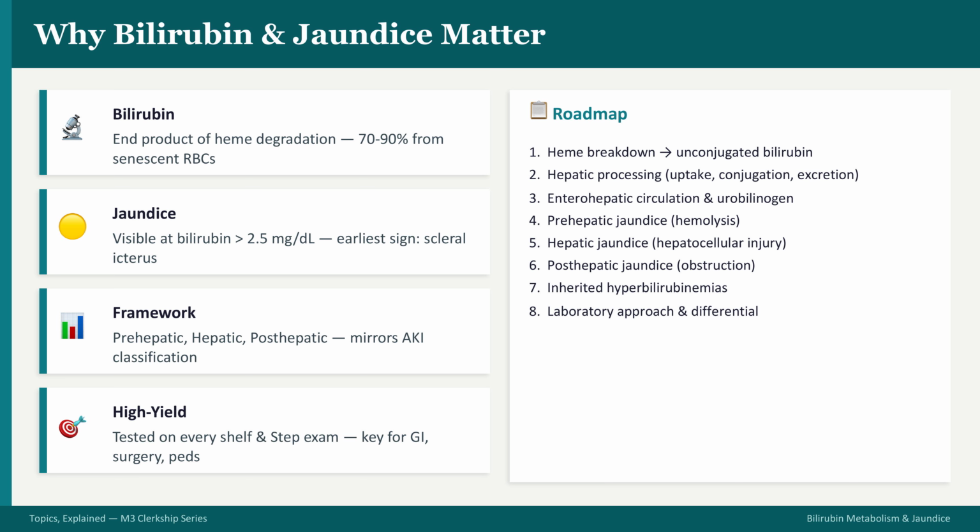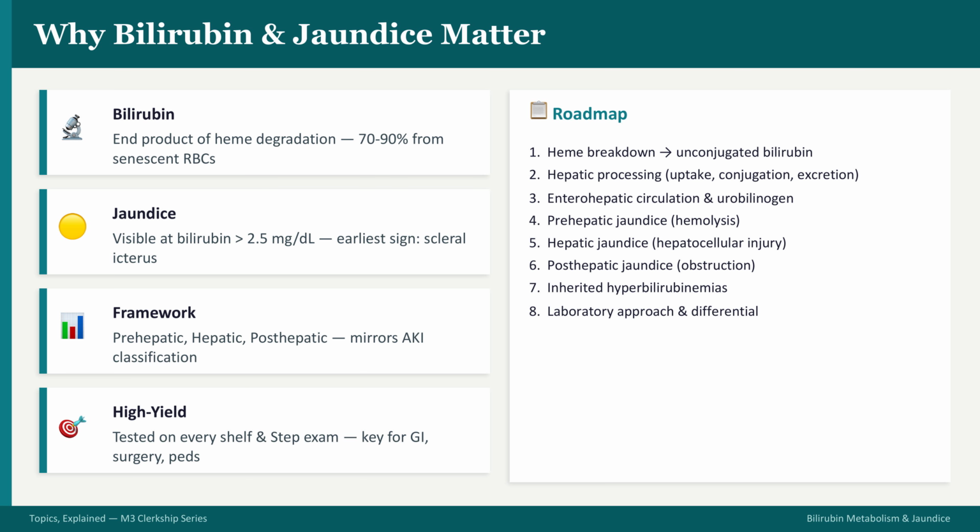So let's start with why this matters. Bilirubin is the end product of heme degradation, and jaundice, that yellow discoloration of the skin and sclerae, becomes visible when bilirubin rises above about 2.5 milligrams per deciliter. The earliest sign is scleral icterus, and it's something you'll be expected to pick up on physical exam. The framework for jaundice is beautifully simple and mirrors how you think about acute kidney injury: prehepatic, hepatic, and posthepatic. Understanding bilirubin metabolism is the key that unlocks that entire framework.